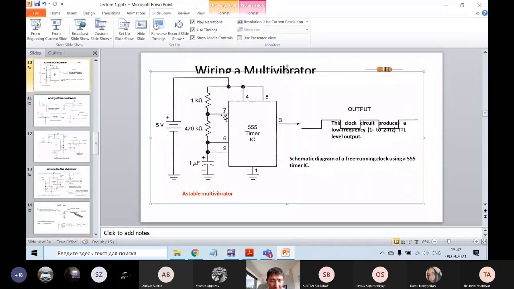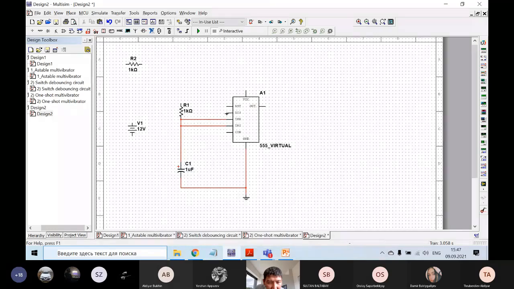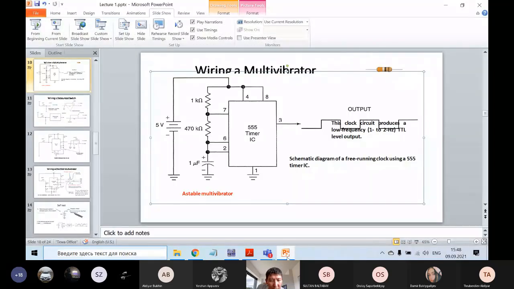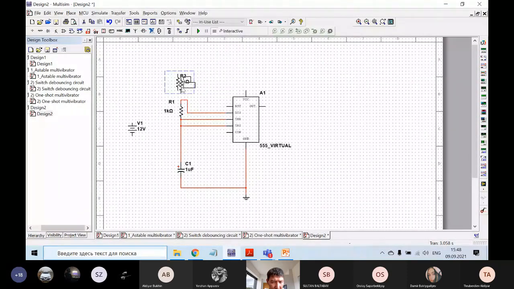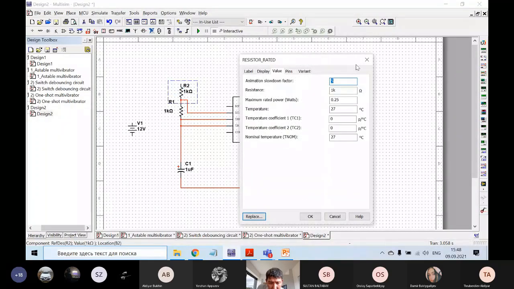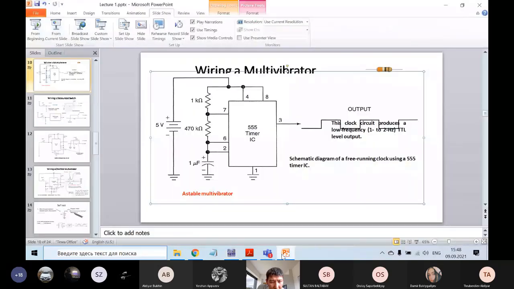Next one, let's check. We have here 7. 7, it is discharge. So actually you can move. Discharge will be connected here. Okay. Next, we need a 1 kilo ohm resistor. I will rotate it. Is it right? It's already 1 kilo. Yes.